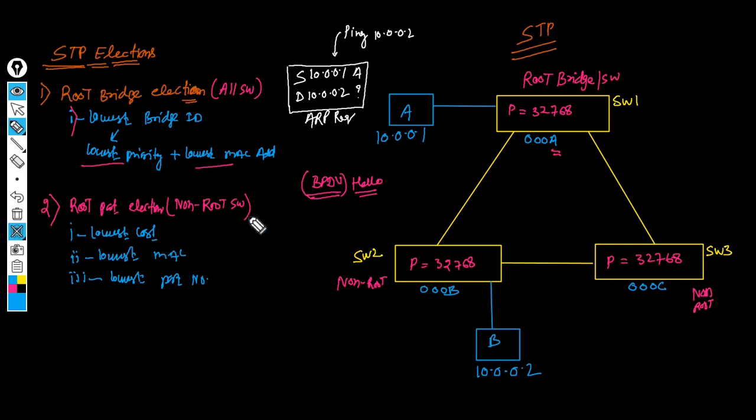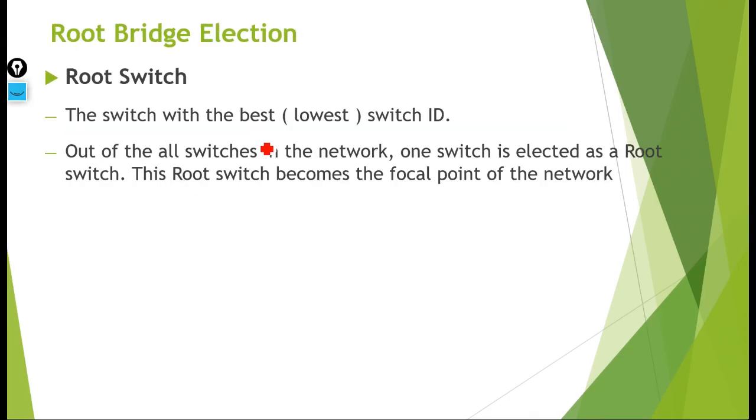When it comes to STP cost, the cost is defined by the IEEE. For example, if you have 100 Mbps, the cost will be 19. For fast Ethernet, sorry, I need to check this cost. Just give me a moment. I'll show you the cost. So the cost is here.